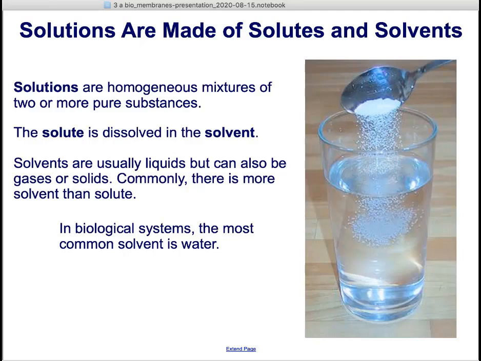Solutions are made up of solutes and solvents. Solutions are homogeneous mixtures of two or more pure substances. The solute is dissolved in the solvent. Solvents are usually liquids, but can also be gases or solids. Commonly, there is more solvent than solute. In biological systems, the most common solvent is water. And so here we see the solvent water and this solute, which appears to be sugar or salt.